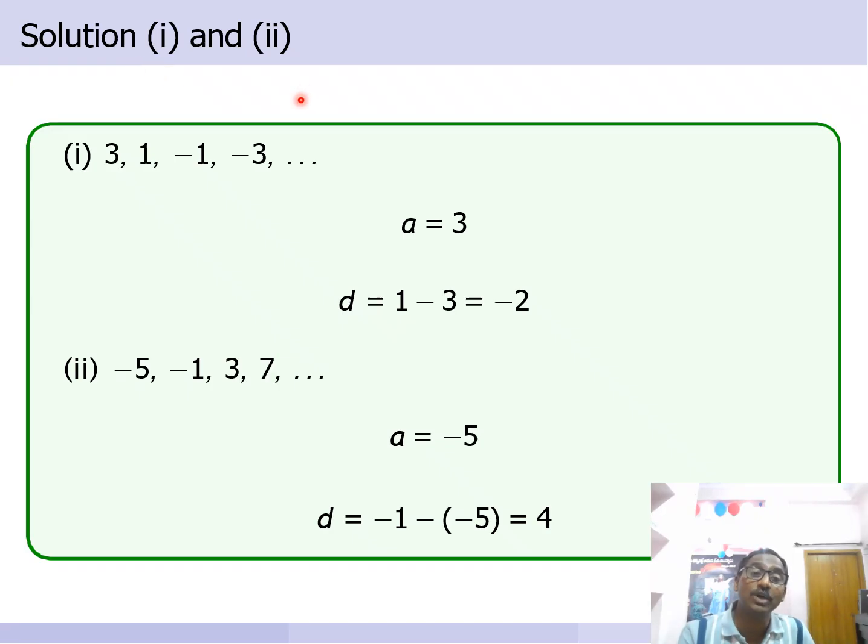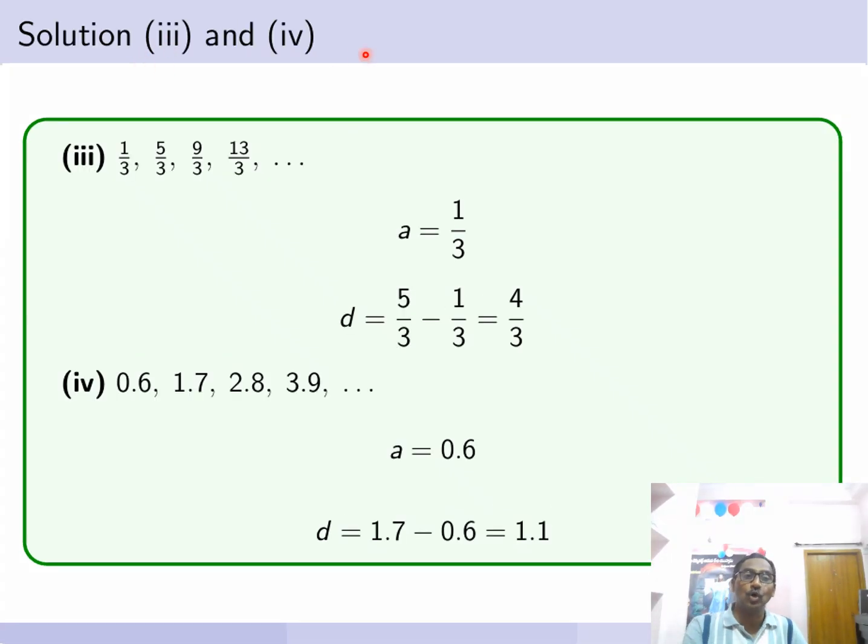Solution for the first one, the second, here you can see. So A equal to 3, 1 minus 3, that is minus 2. Here minus 5 is the first term, minus 1 minus of minus 5, you are getting 4.